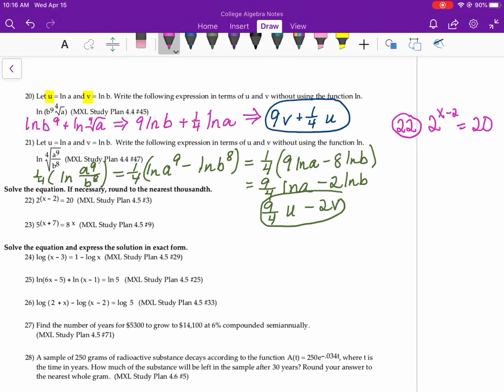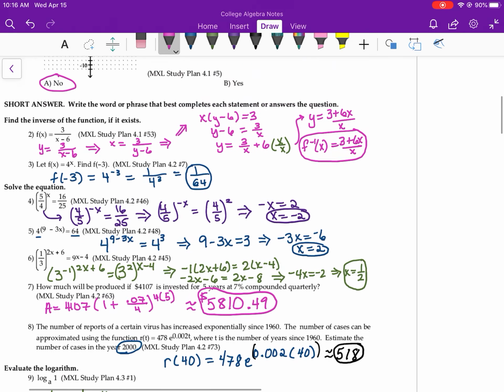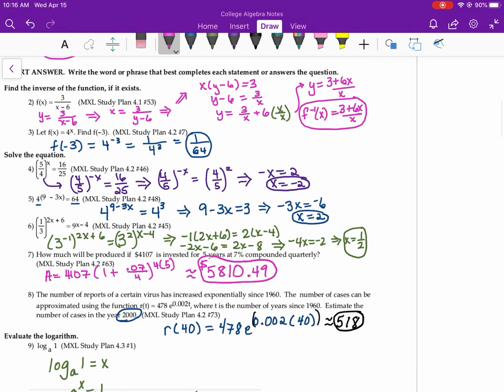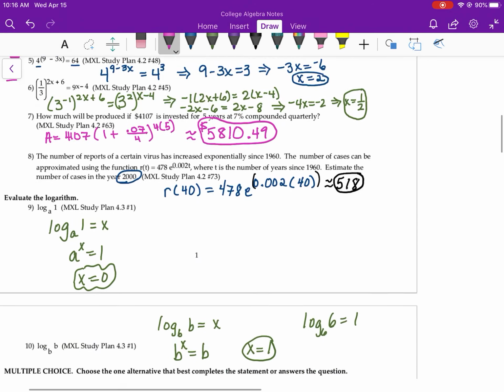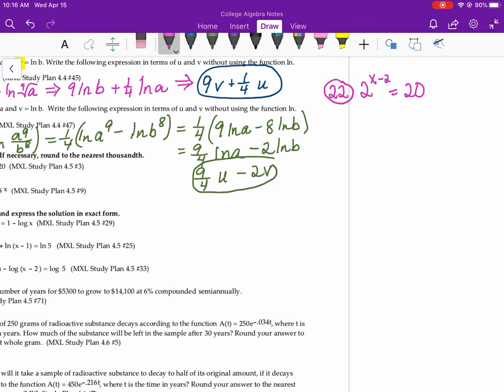Okay, if you'll recall, when we did the problems up here, when we looked at 4, 5, and 6, all of those could be manipulated to where you got the same base on each side. When we look at this number 22, 20 is not a power of 2, so I have to consider doing a log or a natural log on both sides of the equation. By doing so, I can bring the exponent down to the front.